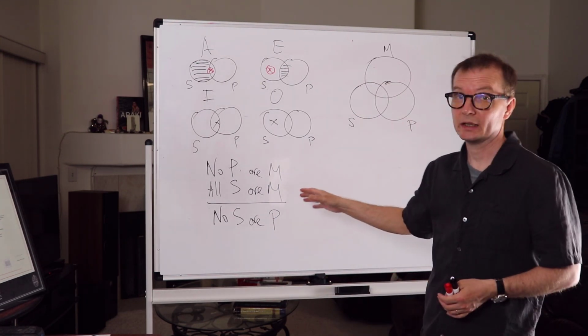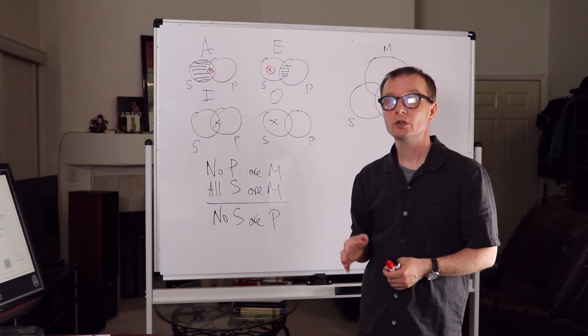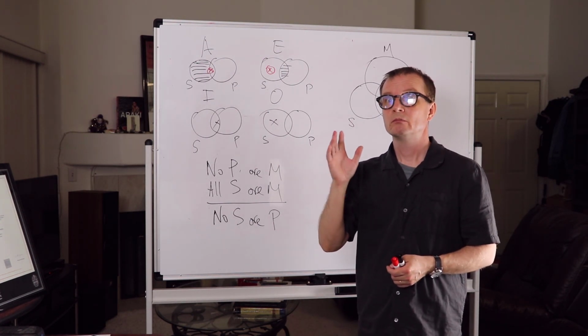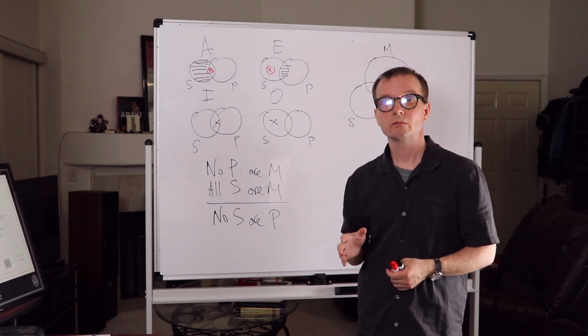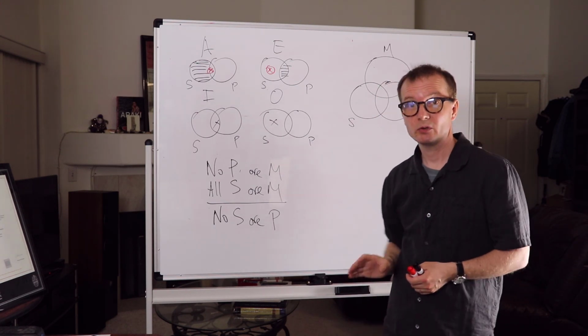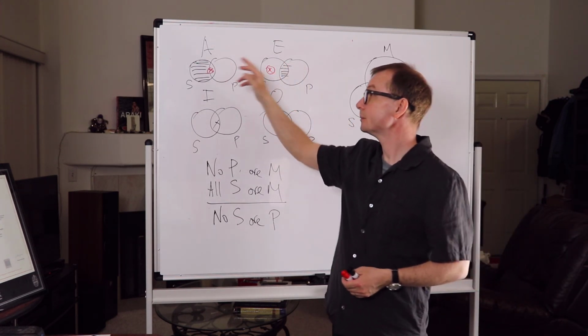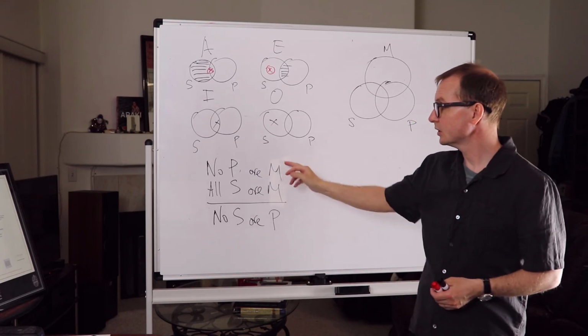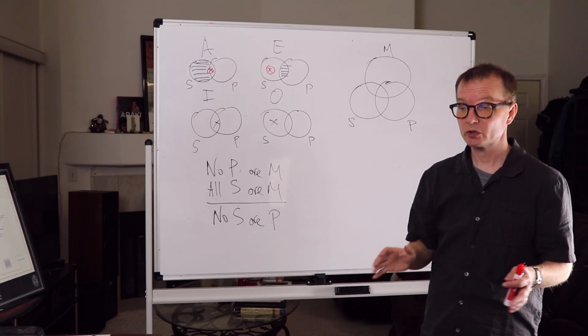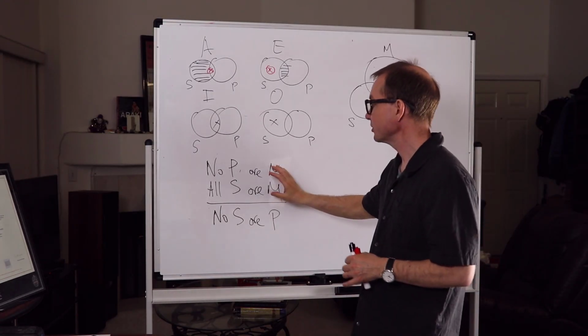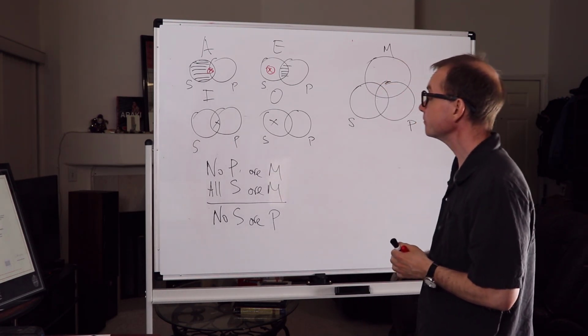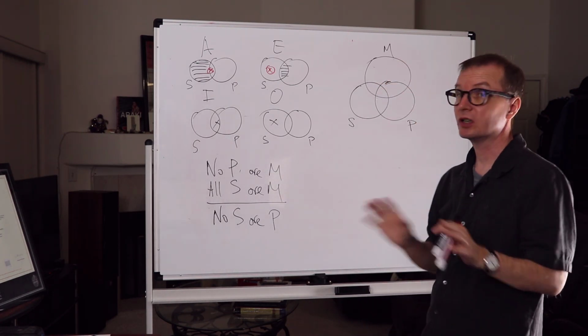So how do you draw that? Again, first thing you do, you figure out, are there universal premises? Yes, in this case, both of them are universal. And remember, universal are these 2, A and E. So this is E, this is A, both universal. So both of these premises are universal. Therefore, you can start from the top.